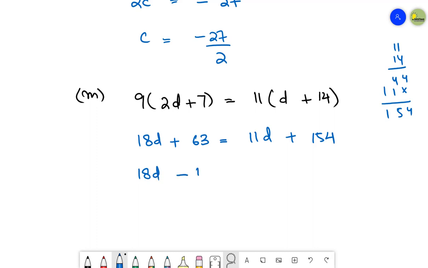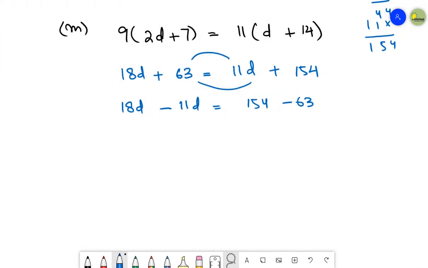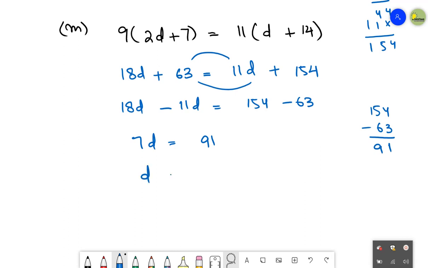18d minus 11d. You need to shift 11d over here and 63 there. 154 minus 63. If I subtract it, 18d minus 11d gives you 7d equals 154 minus 63. You can have 4 minus 3 is 1. 15 minus 6 gives you 9. So it will be 91 with a positive sign. So the answer of d will be 91 divided by 7.